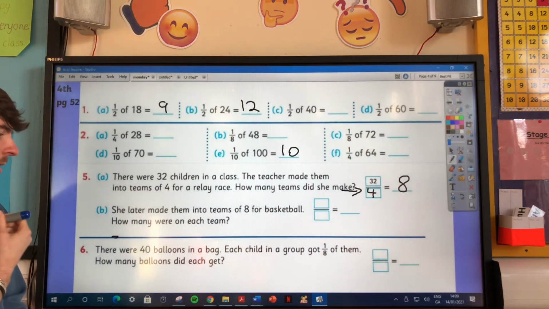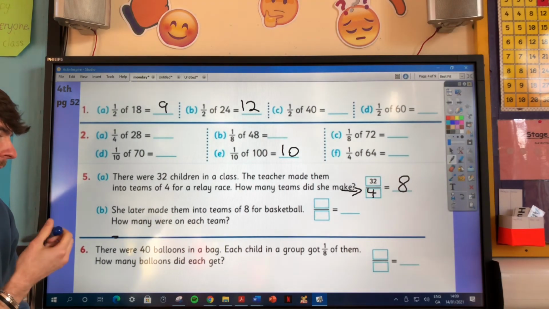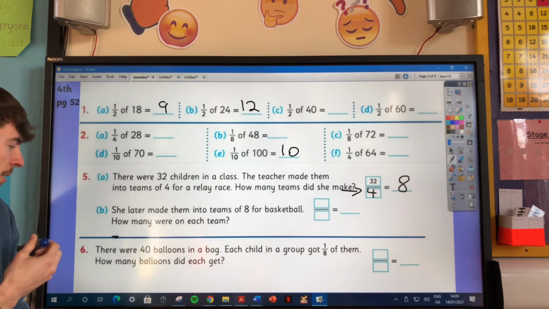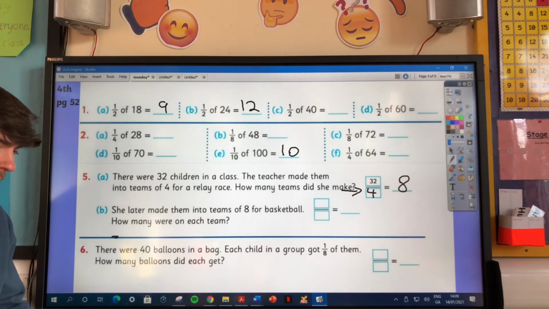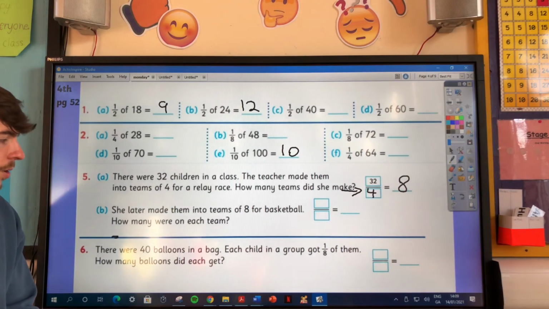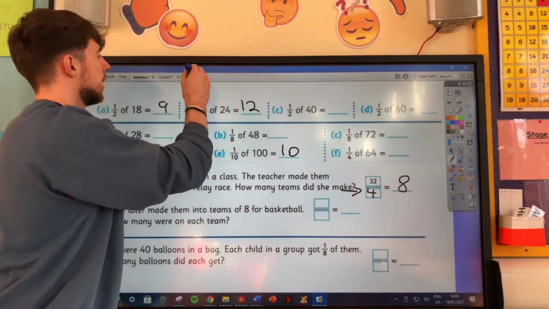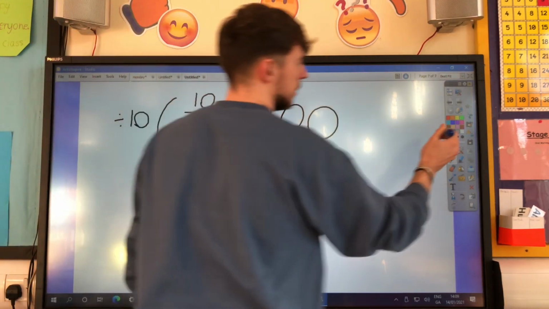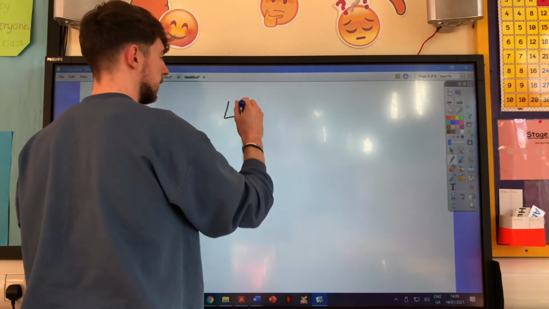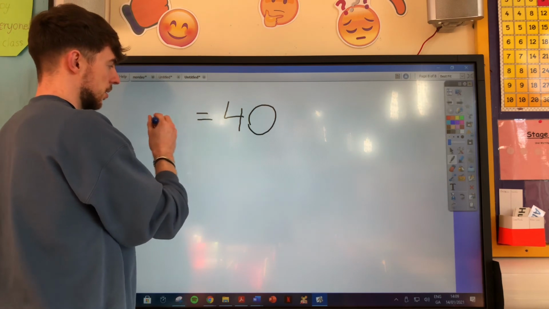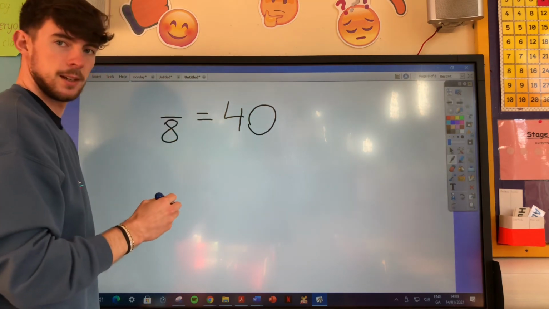There were 40 balloons in each bag. Each child in the group got 1/8 of them. How many balloons did each get? So there's 40 balloons in a bag. Each child in the group got 1/8. Okay? So how many balloons are there all together? Okay, how many balloons? So there are 40 balloons. That's what? In eighths. What is that?